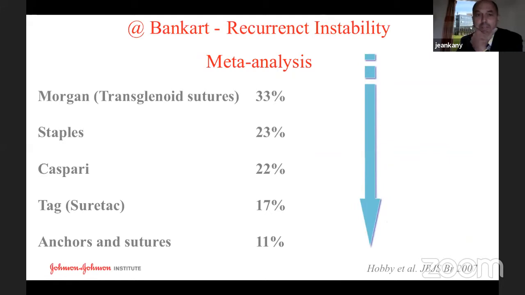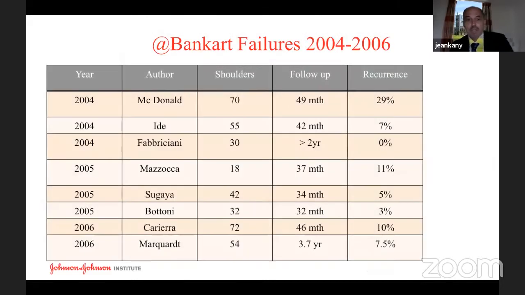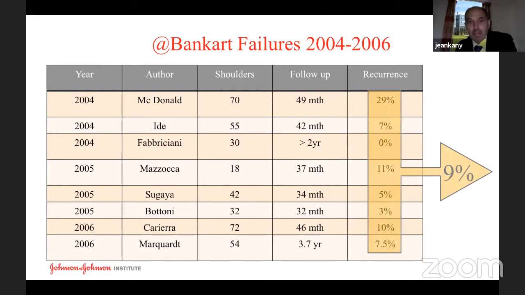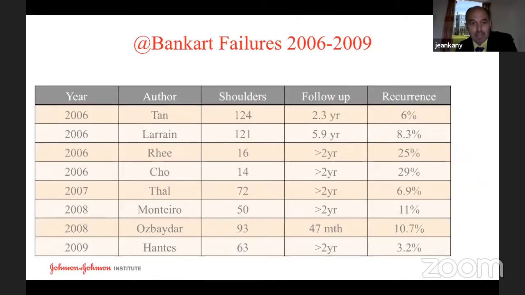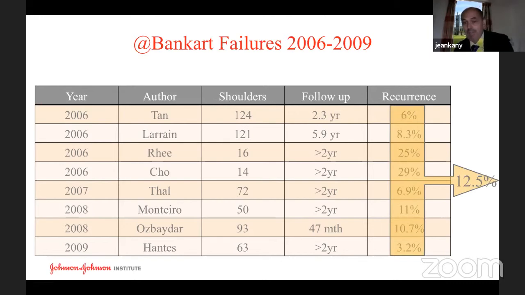If you go back in the story, you can see that the arthroscopic Bankart and the problem with the Bankart is the recurrence of the instability. We have progressed a lot since many years, since Morgan, to the anchors, and the rate of recurrence is about 11%. But you have to remember that with bone block, the rate of recurrence is only 3%. So this is the main difference. In papers after 2 to 5 years of follow-up, the rate of recurrence after an isolated Bankart is 9%. And if you follow the publications between 2006 and 2009, the rate of failures and recurrences after isolated Bankart was 12.5%. That means it's not because you become better or have a better technique that you decrease the rate of recurrence. The problem is somewhere else.